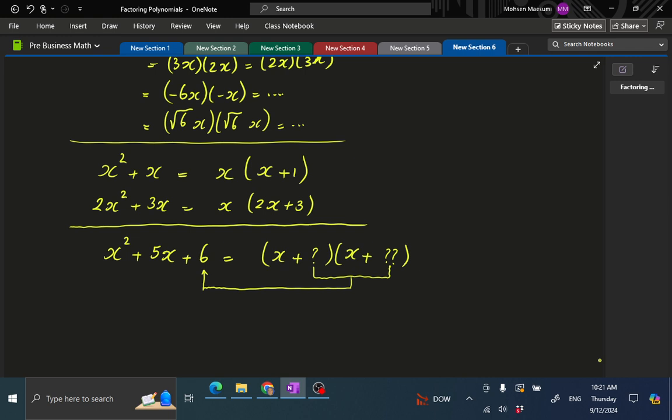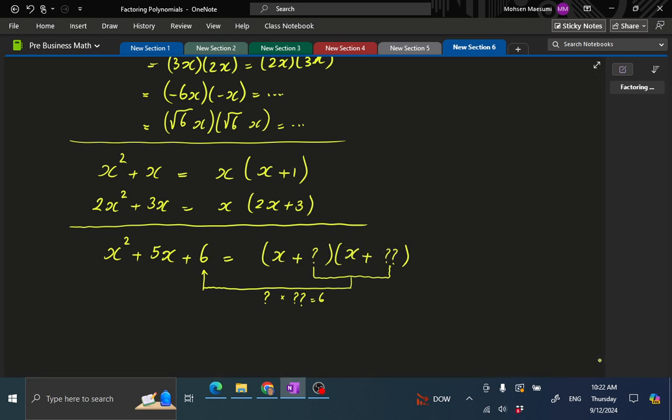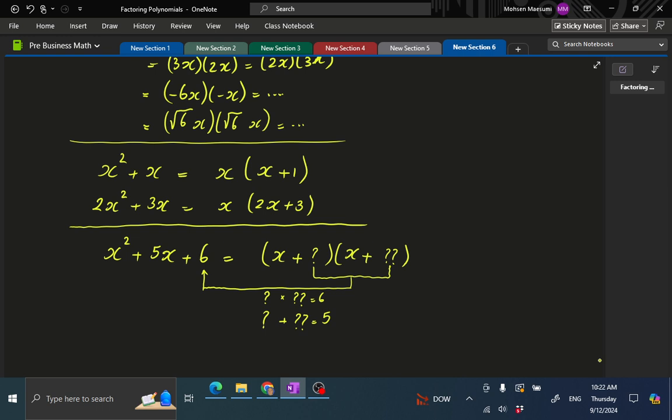So this question mark times the other one has to total 6. And when I add them to each other, because this one times x plus this one times that other x has to become 5x, it means if I add these two, I get 5. So the topic sometimes is expressed like this. What are two numbers that if you add them you get 5, and if you multiply them you get 6?